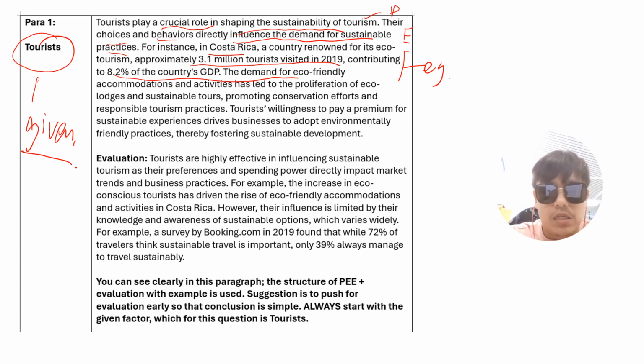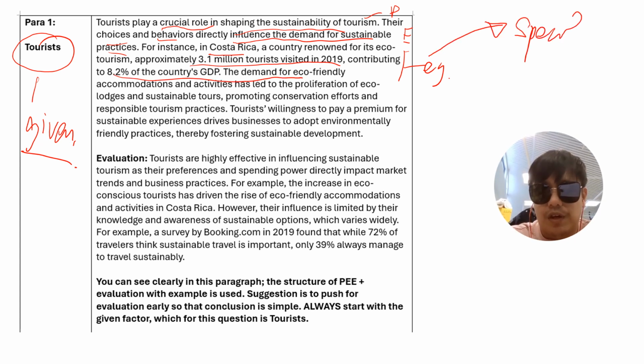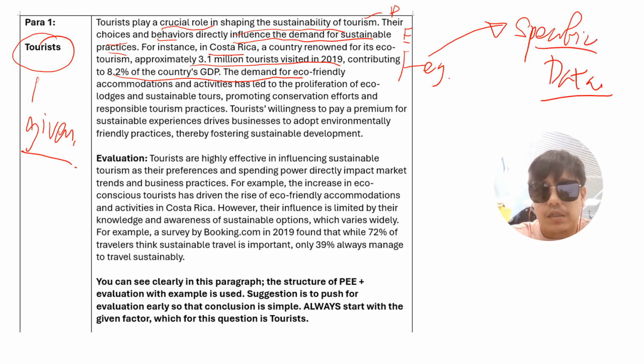Example means there are specific data. It is not an example if there are no numerical numbers, or there is no certain specific qualitative or quantitative data that we're talking about. So if, for example, you just say, for instance, in Costa Rica, full stop, you don't provide any explanation, that is not considered an example.